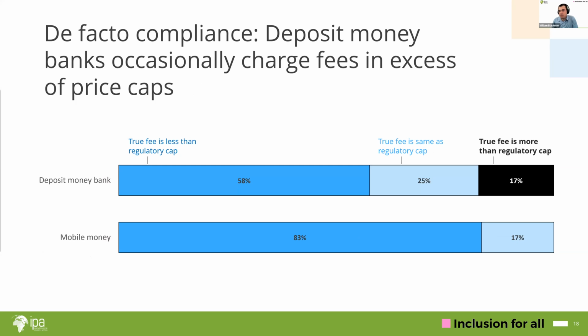Moving to de facto compliance, we see that mobile money operators, again, always complied with price caps in our audit, while 17% of deposit money bank transactions exceeded price caps. One important thing to note here, mobile money price caps are significantly higher than price caps for deposit money banks. So this may partially explain why mobile money has higher compliance.